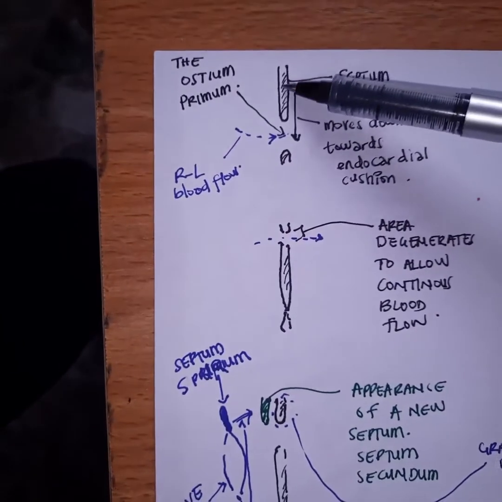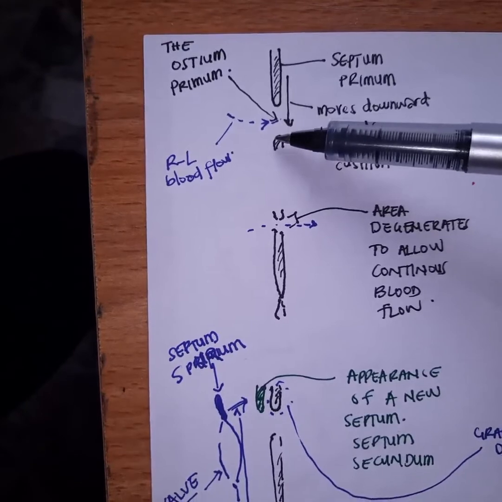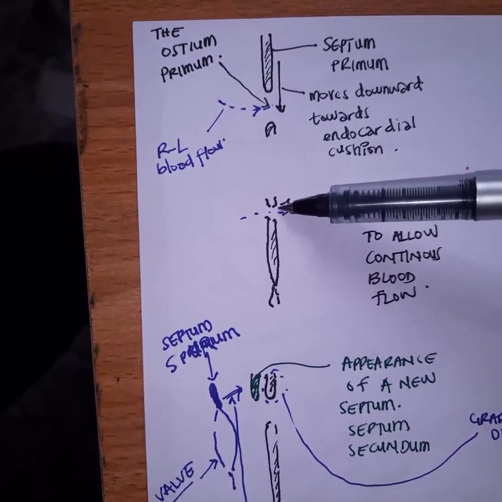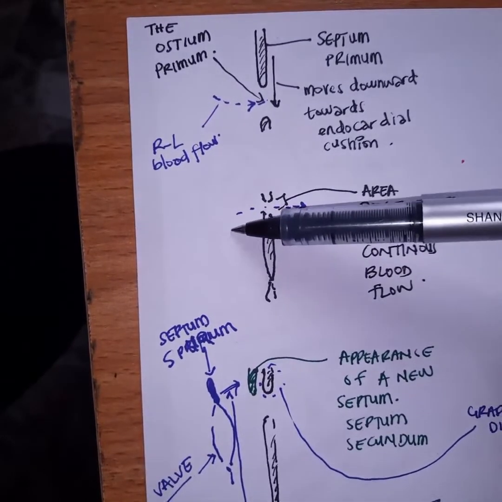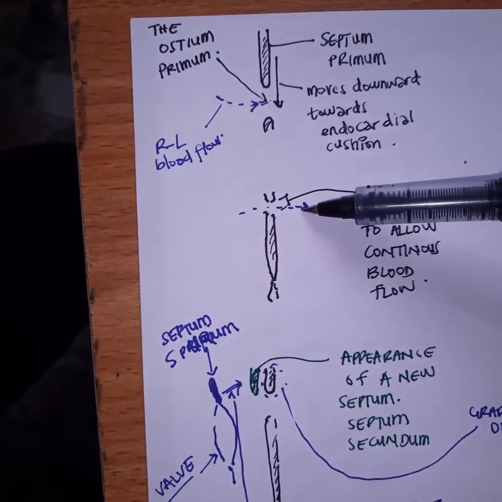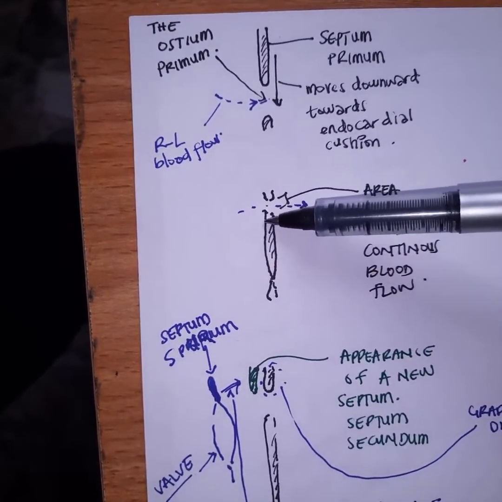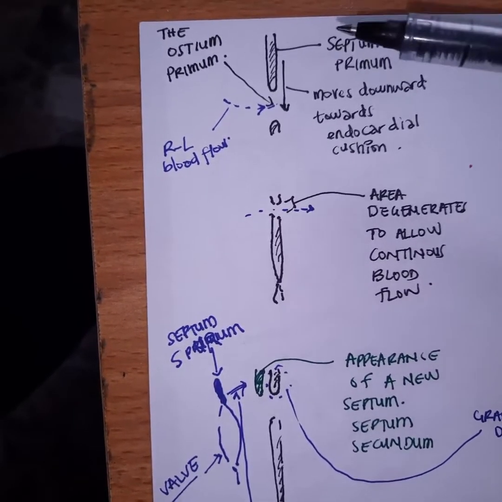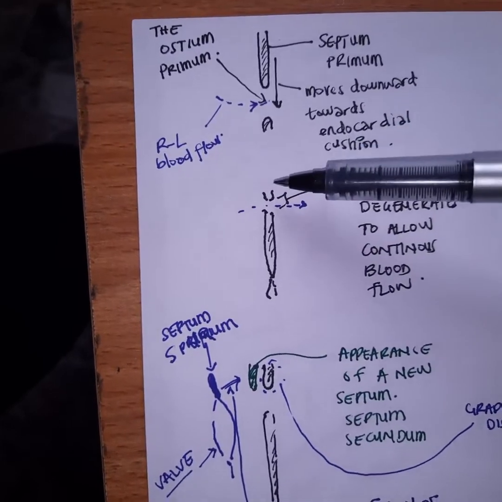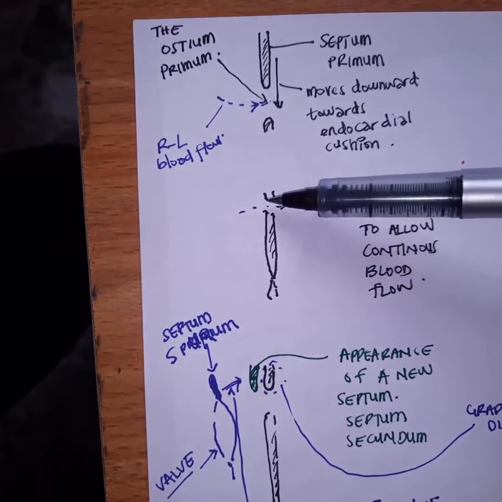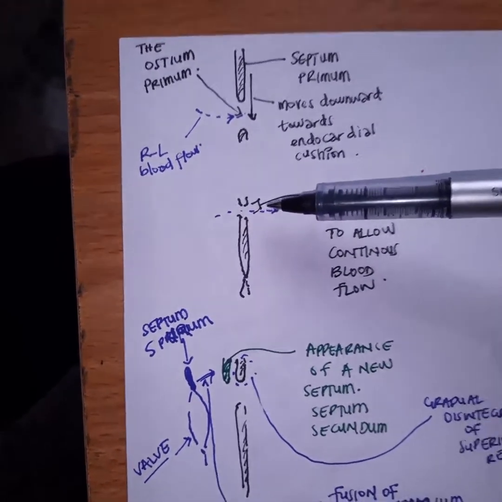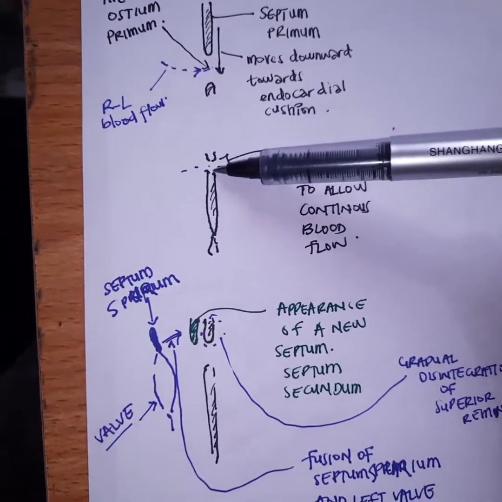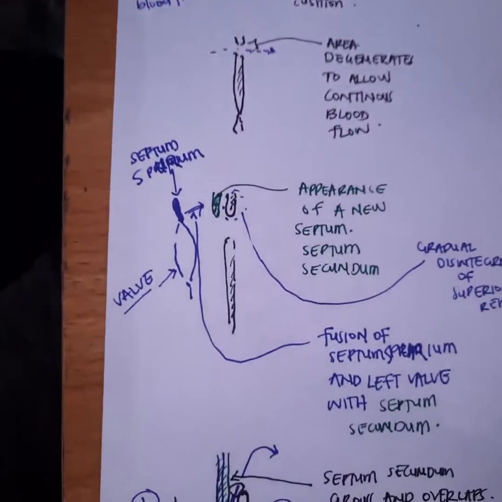Now, as this septum primum goes down, just before it joins, the superior aspect of the septum primum is going to disintegrate to allow continuous right to left flow of blood. This ostia that disintegrates is called the ostium secundum. Pardon, the ostia is 2, ostium is 1. So this is the ostium secundum, which allows continuous right to left flow of blood whilst this fuses. And let's designate this as the remnant.